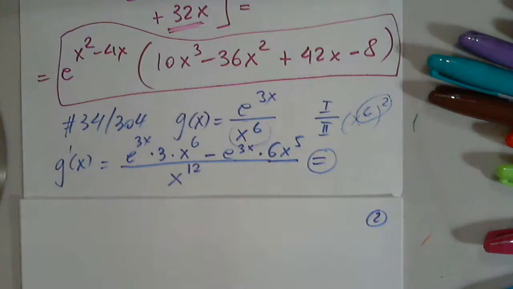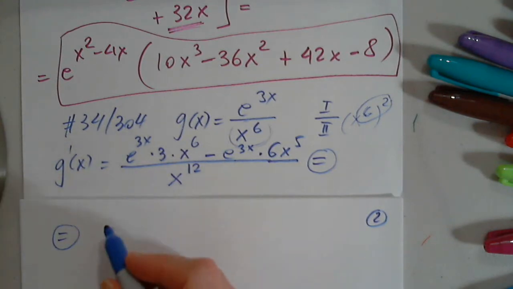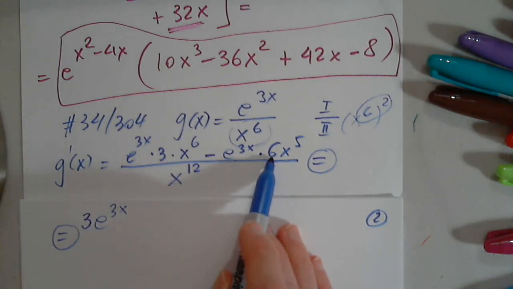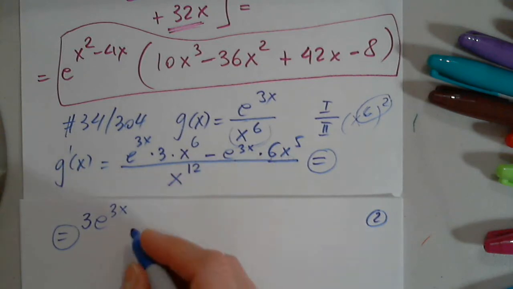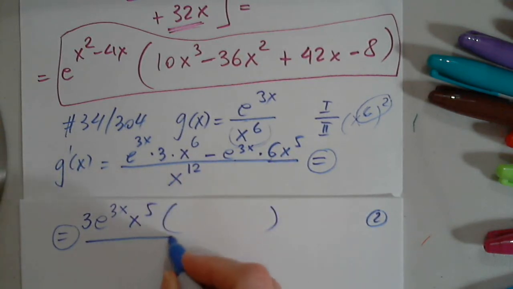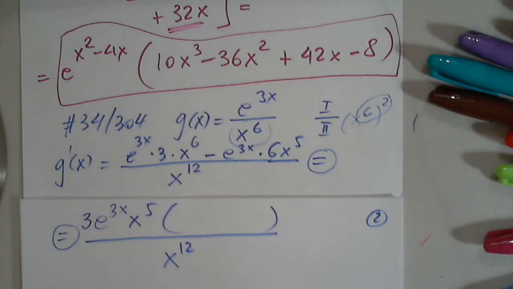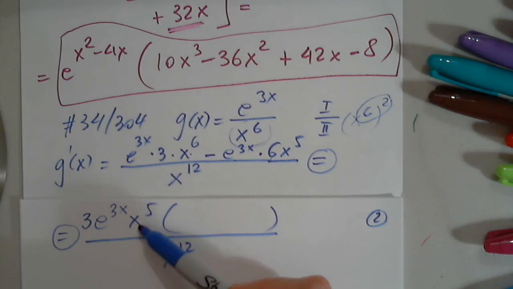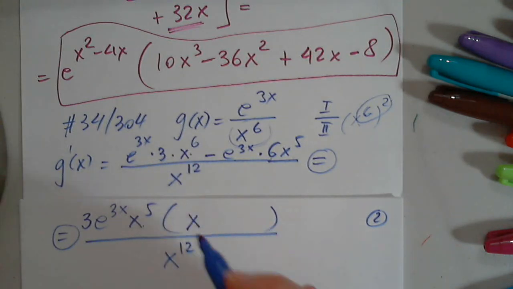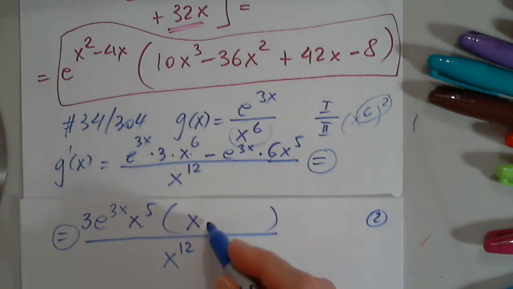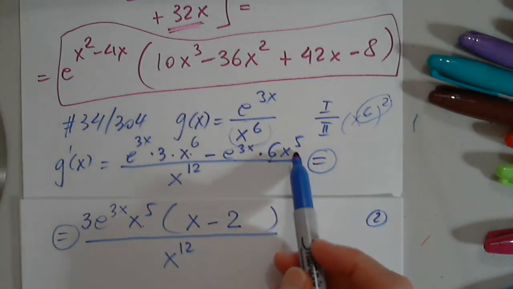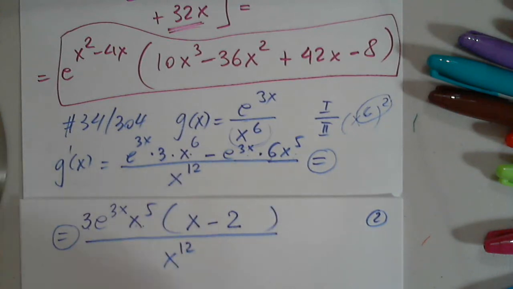So now I continue. I will factor out e to 3x first. Then I can also factor out a 3, because it's 3 and 6. And I can also factor out x to the fifth. And let's see what is left. 3 is out, e to 3x is out. From x to the sixth, I took out x to the fifth, so there is only one x left. Minus. From 6, I took out a 3, so there is a 2 left, and x to the fifth is out, e to 3x is out, and that's it.